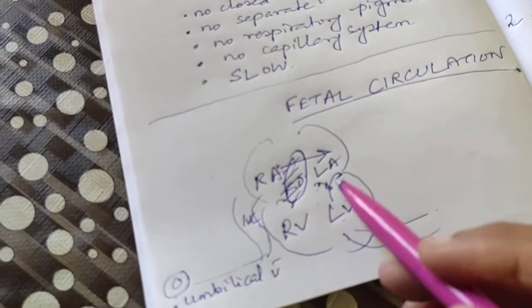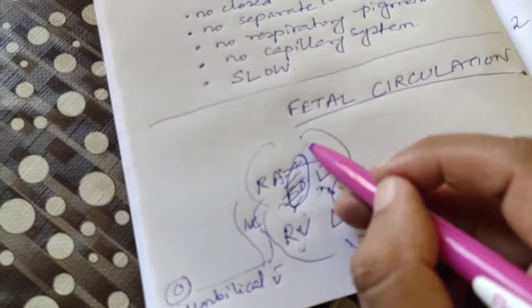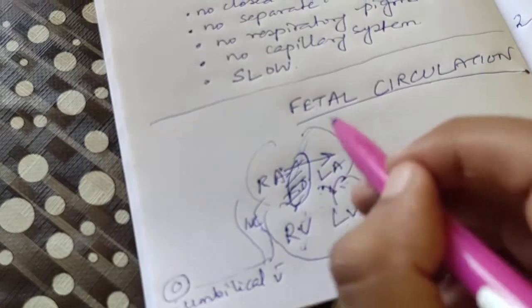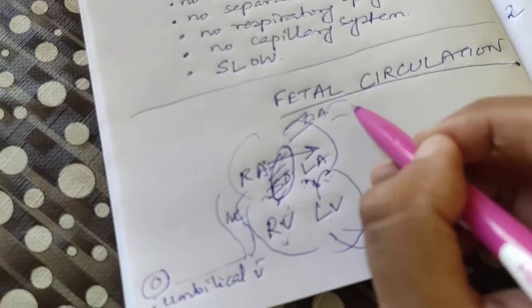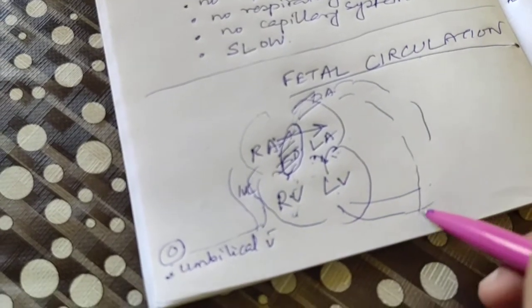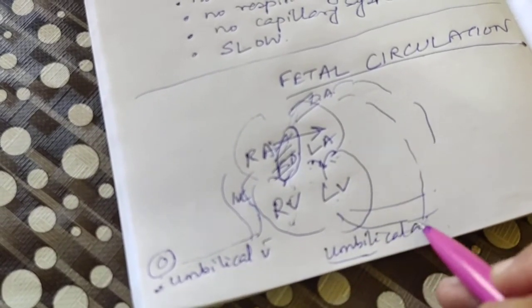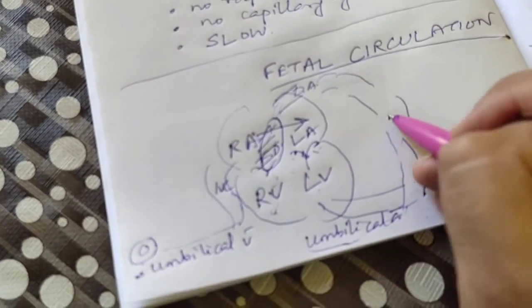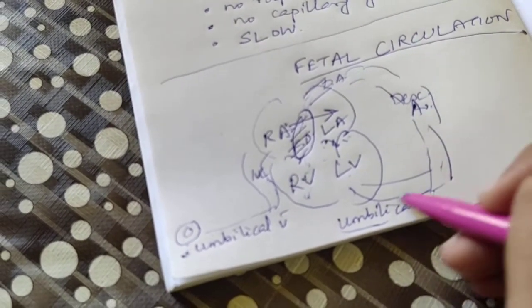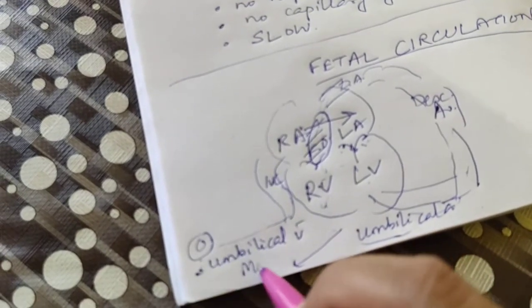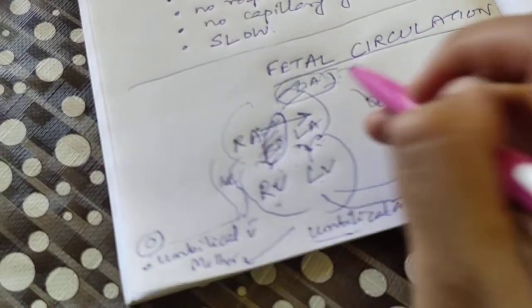The deoxygenated blood here from the right ventricle passes through a ductus arteriosus into the aorta, and from then on it passes to the umbilical artery. This is the aorta, passes to the descending aorta, to the umbilical artery, to the mother. So this is the deoxygenated blood, and this is the ductus arteriosus.